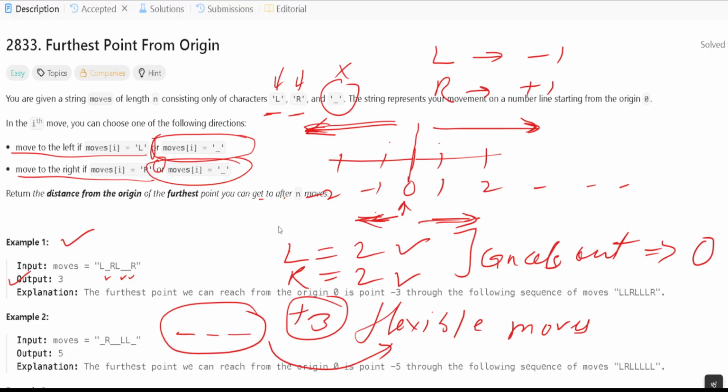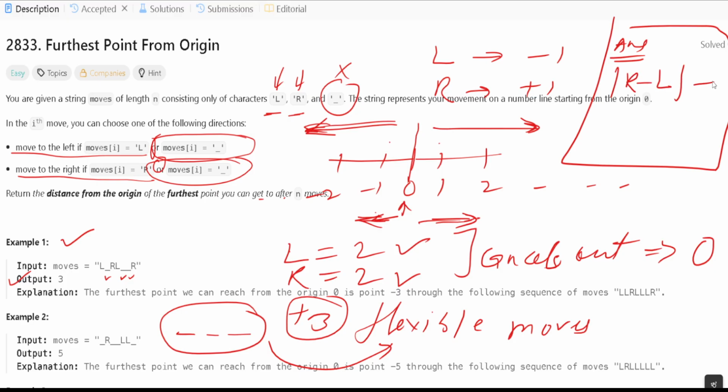So the final answer becomes, I'm writing here, okay, how we will find the final answer? This is very simple. How many right you have, how many left you have, you take the mod, plus the number of blanks or the flexible moves, right? These are nothing but 3 blanks. So you already know, 2 minus 2 plus 3 is what? Is 3. This is your answer.